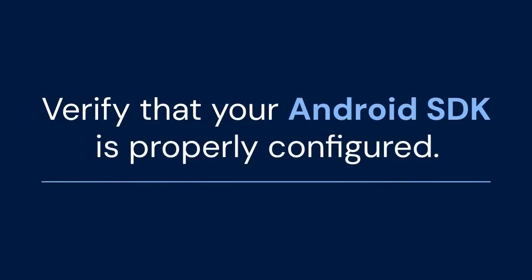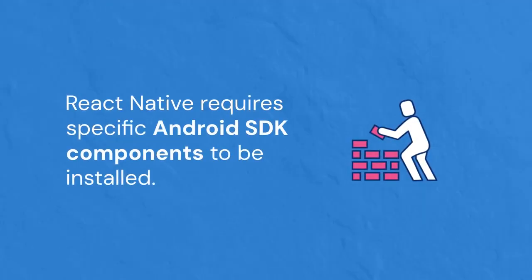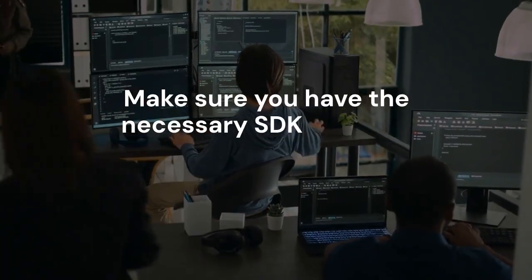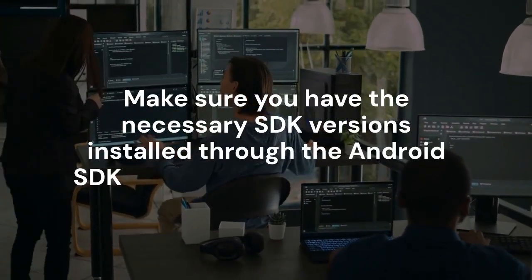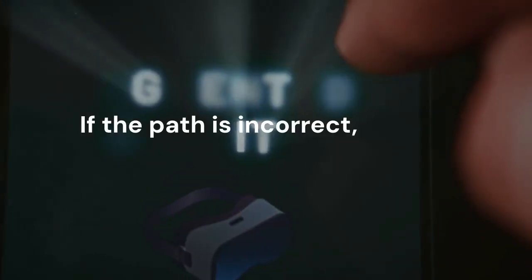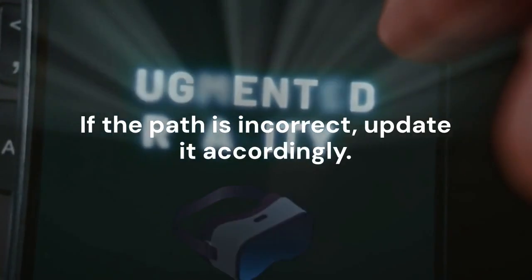Also, verify that your Android SDK is properly configured. React Native requires specific Android SDK components to be installed. Make sure you have the necessary SDK versions installed through the Android SDK Manager in Android Studio. Additionally, verify your local.properties file in the android directory. Ensure it correctly points to your Android SDK location. If the path is incorrect, update it accordingly.